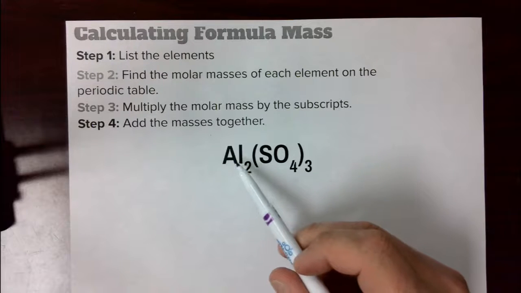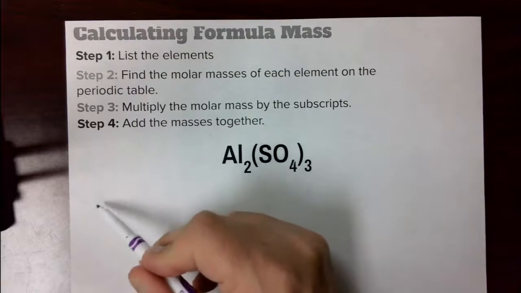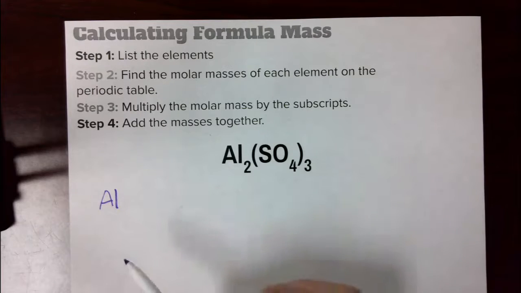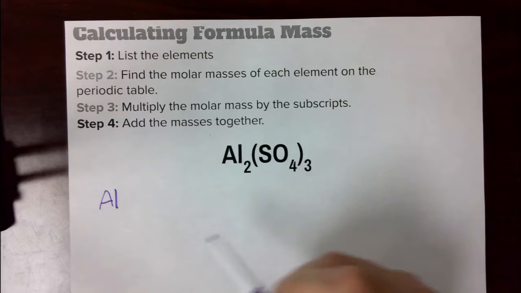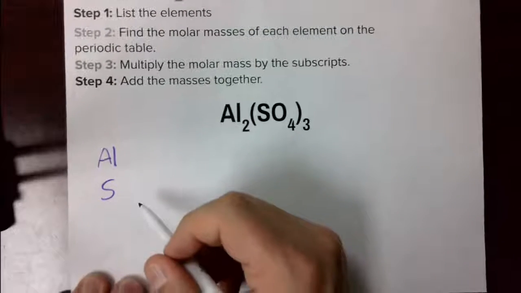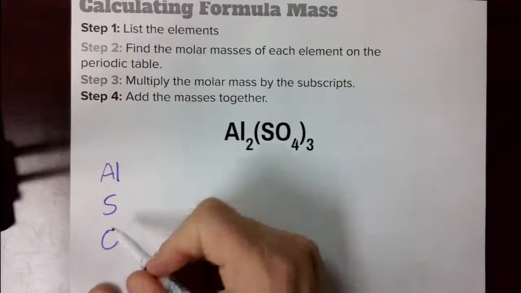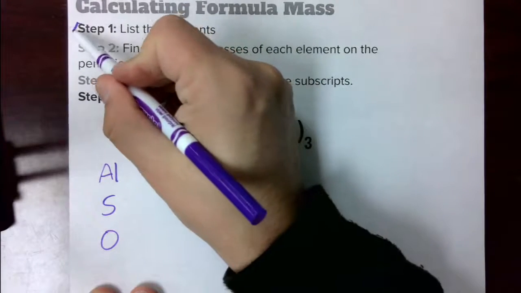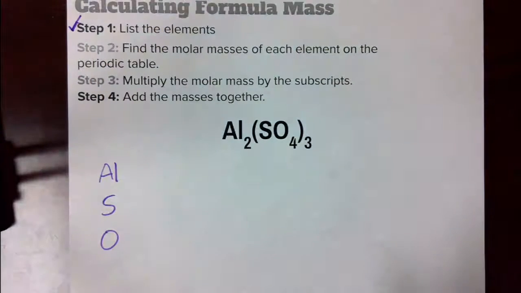So we've got capital A and lowercase l, so that's aluminum. And then we have a capital S, that's sulfur. And a capital O, that would be oxygen. So our first step, list the elements, check, done. Now we need to find those molar masses on the periodic table. So we're going to look those up on the P table.